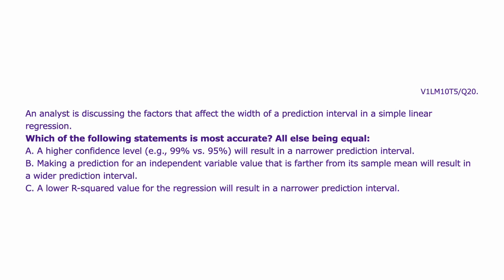An analyst is discussing the factors that affect the width of a prediction interval in a simple linear regression. Which of the following statements is most accurate? A. All else being equal, a higher confidence level, for example, 99% versus 95%, will result in a narrower prediction interval. B. Making a prediction for an independent variable value that is farther from its sample mean will result in a wider prediction interval. C. A lower R-squared value for the regression will result in a narrower prediction interval.